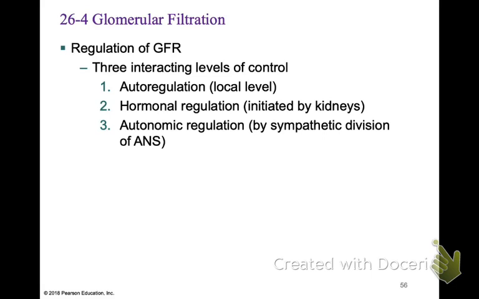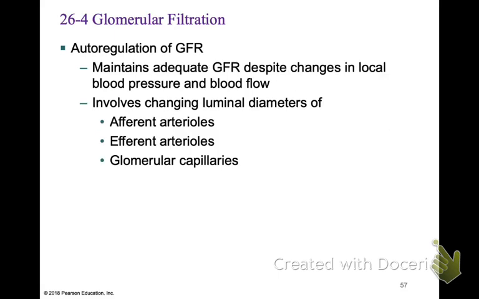So we have to be able to regulate glomerular filtration rate. Sometimes you're overhydrated or you're dehydrated, so there are different reasons to lower or raise the filtration rate. The three ways we regulate that, and these are the three ways that we regulate blood pressure and blood volume body-wide, are autoregulation, which means something's going on at the local level, hormonal regulation, and autonomic regulation.